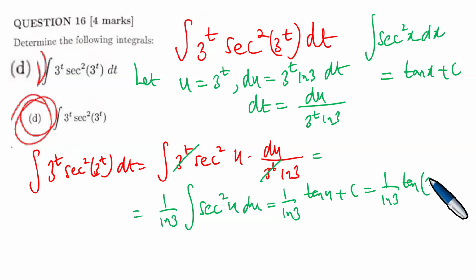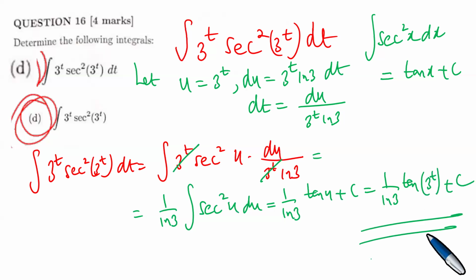What is u? It is exactly 3 to the t, so we have the tangent of 3 to the t plus c. So this is the integral that we have of the given function.